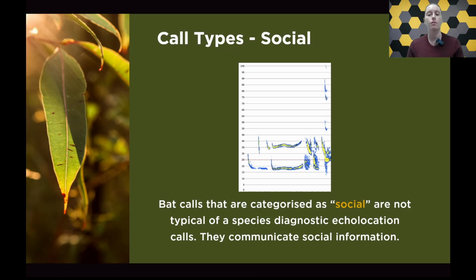It is important to recognize, though, that social calls aren't the only way that bats communicate with each other. There are social components actually encoded into their typical echolocation as well. But these ones are not echolocation. They are purely a bat calling out to his little bud.